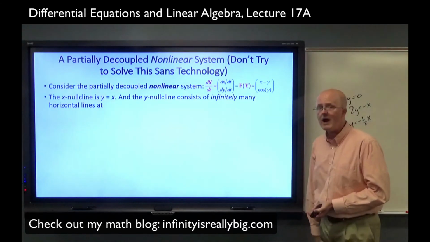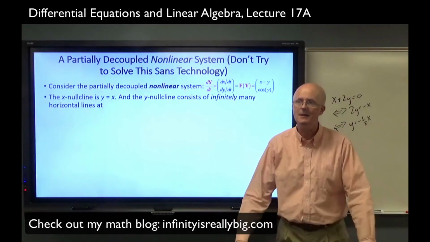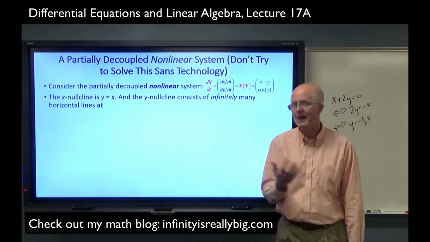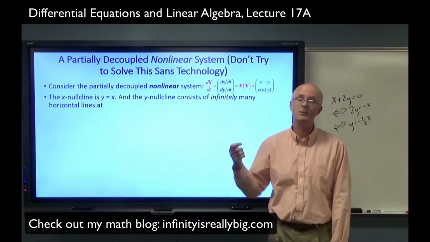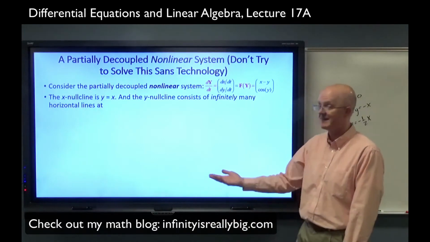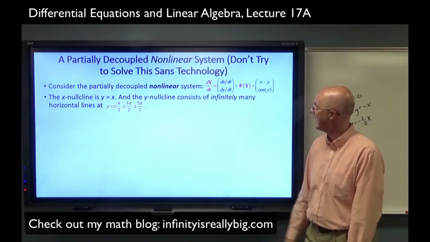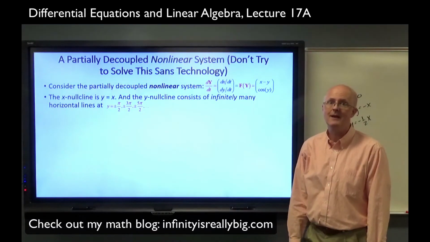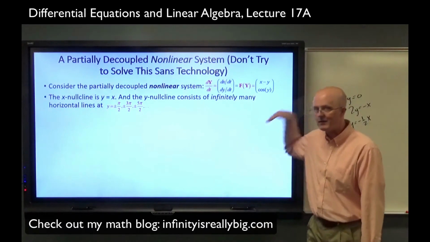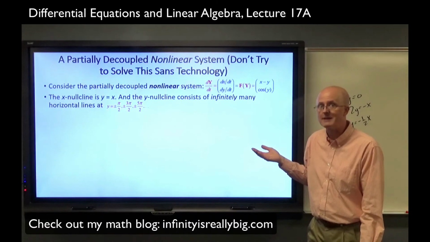What about the y nullcline? It's where cosine of y is 0. Which happens where? Infinitely many places. Pi over 2, 3 pi over 2, 5 pi over 2, 7 pi over 2, 9 pi over 2, etc. Also, negative pi over 2, negative 3 pi over 2, negative 5 pi over 2, negative 7 pi over 2, etc. Those are going to be a bunch of horizontal lines at these values of y. And all those horizontal lines are going to cross the x nullcline, y equals x, somewhere. In fact, the coordinates of the crossing points are going to be the same.